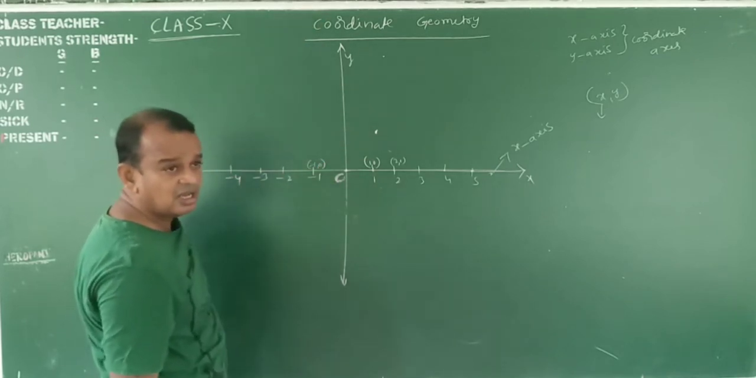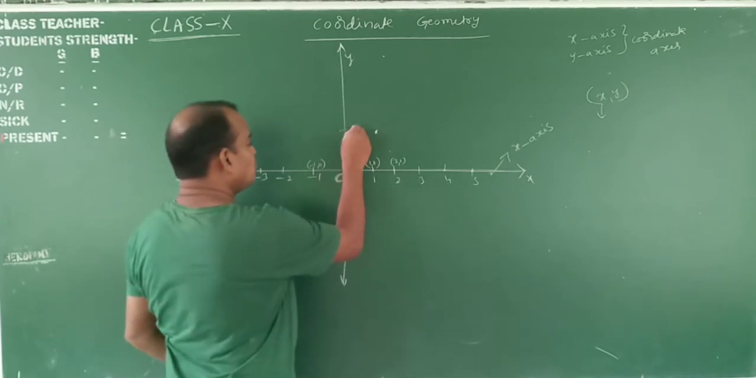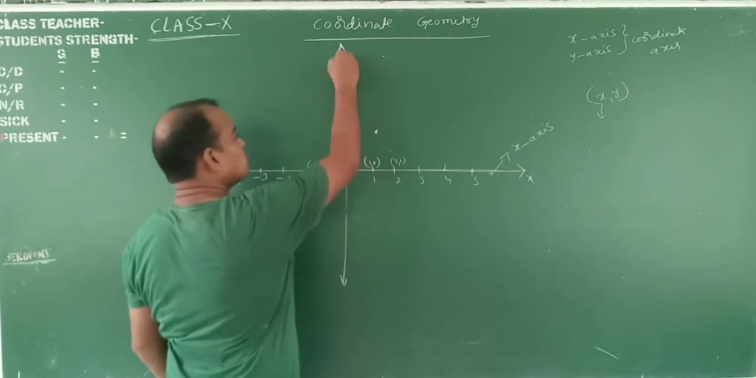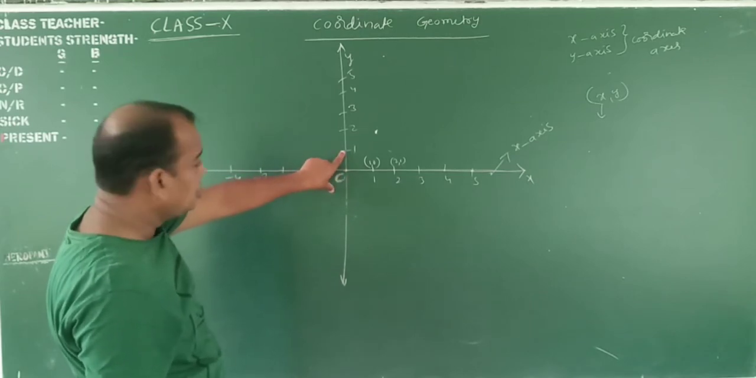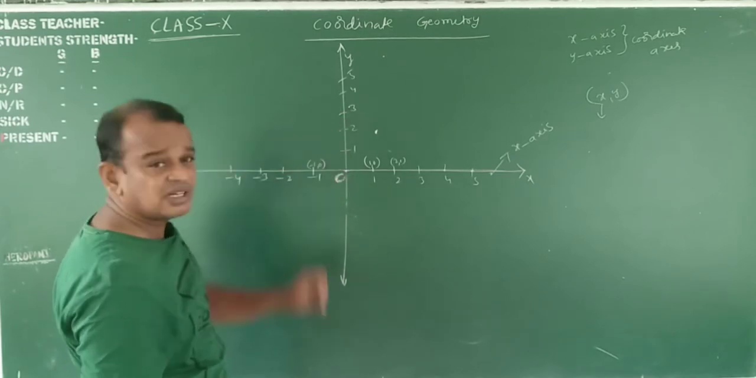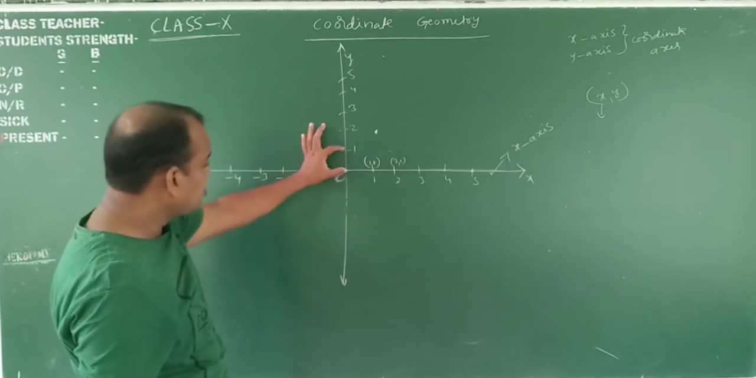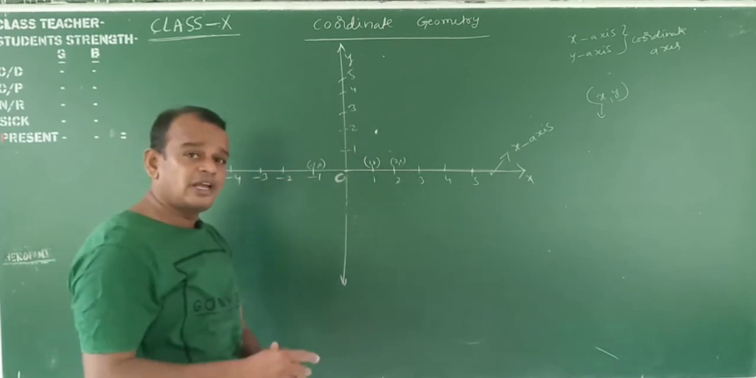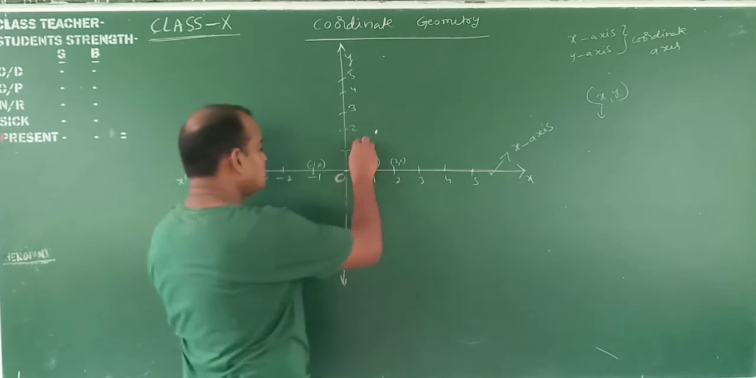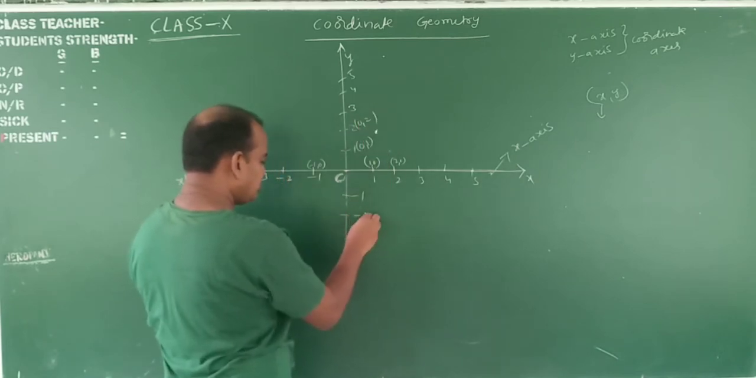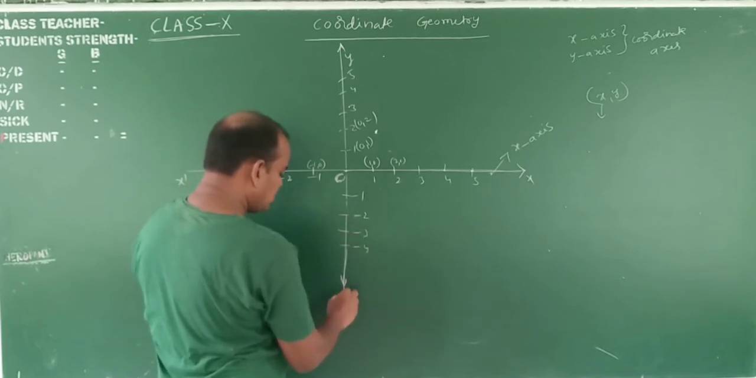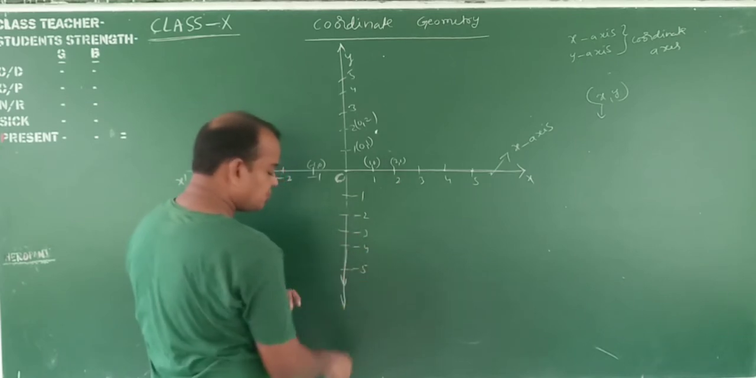Above the origin on the y-axis, here positive 1, 2, 3, 4, 5, and so on up to infinity. From here to here the distance is 1, here to here is 2, then 3. What is the meaning of that? It means the point lies on the y-axis. Whenever the point lies on the y-axis, the x coordinate must be equal to 0. That is 0 comma 1, 0 comma 2, and here 0 comma minus 1, minus 2, minus 3, and so on up to infinity.